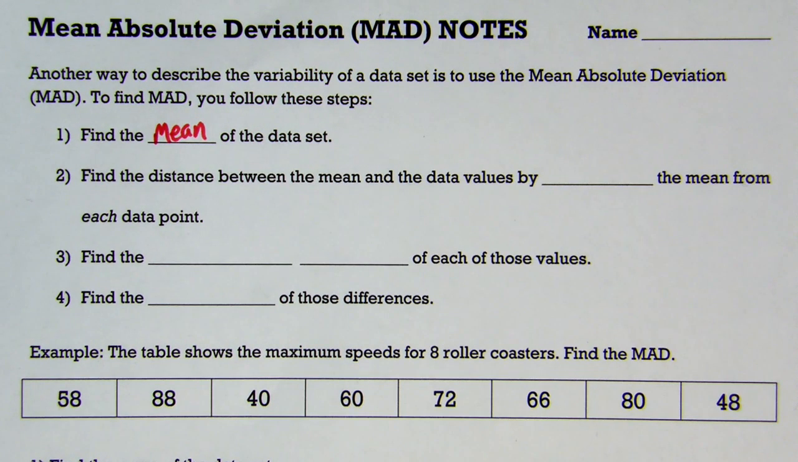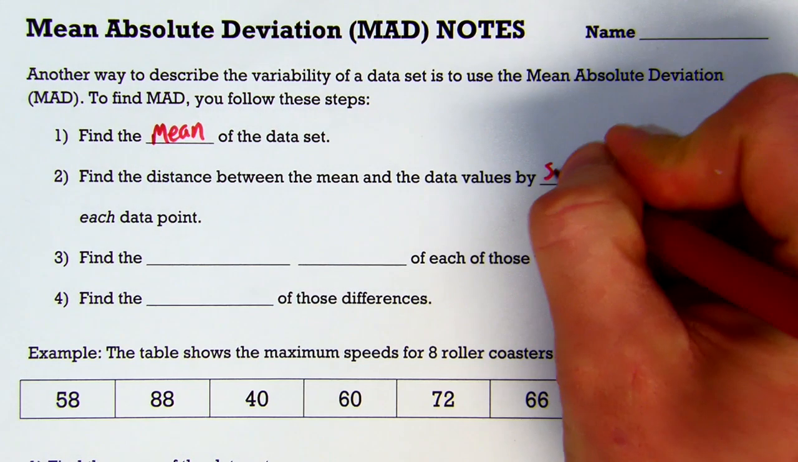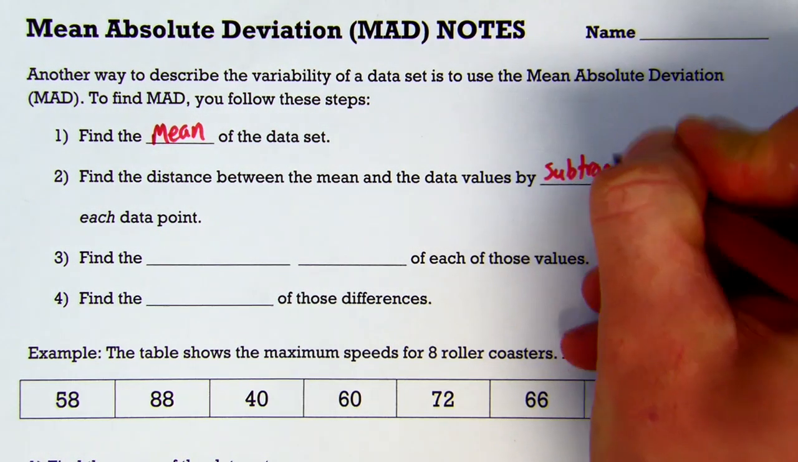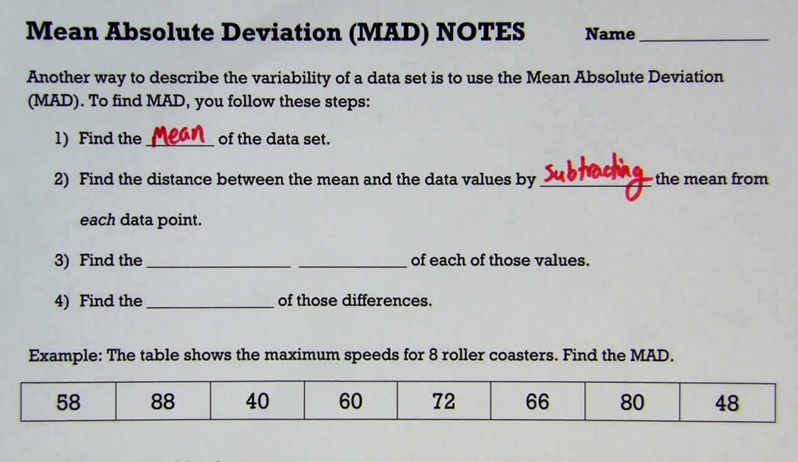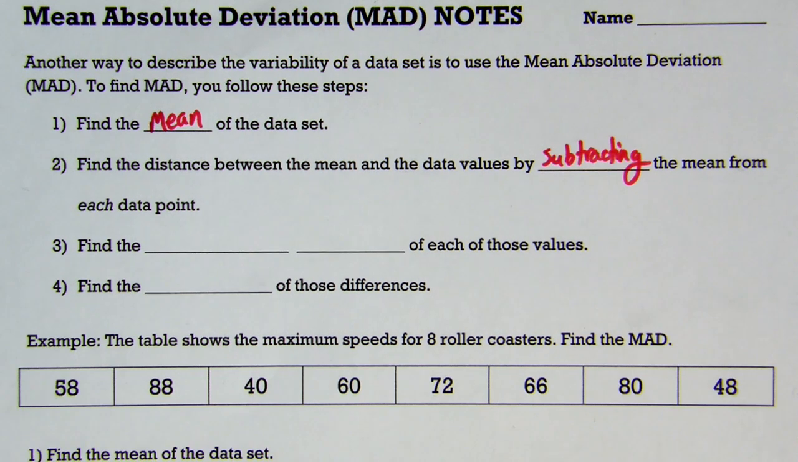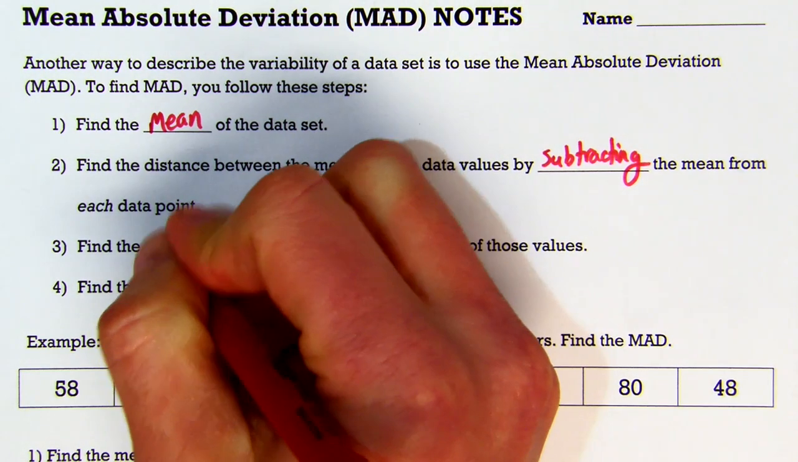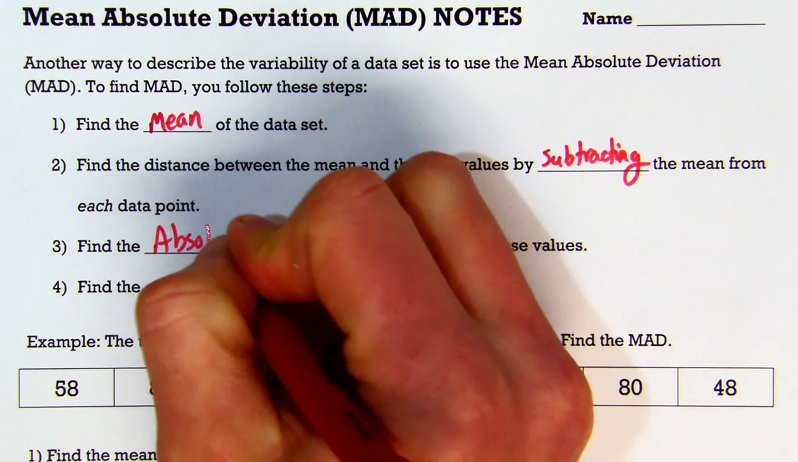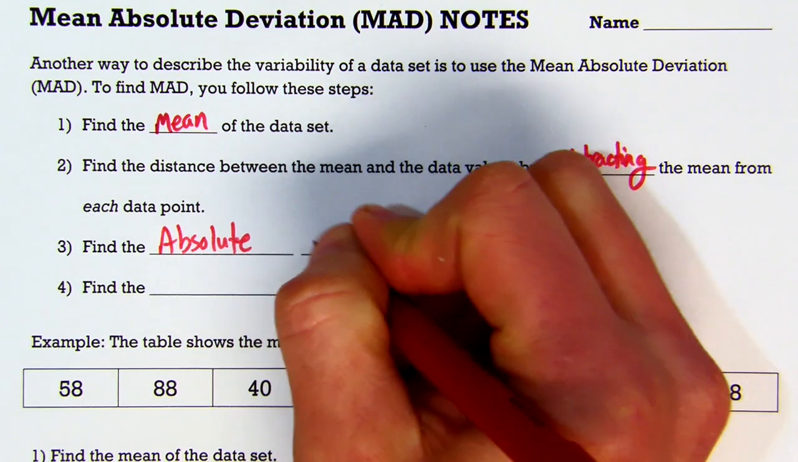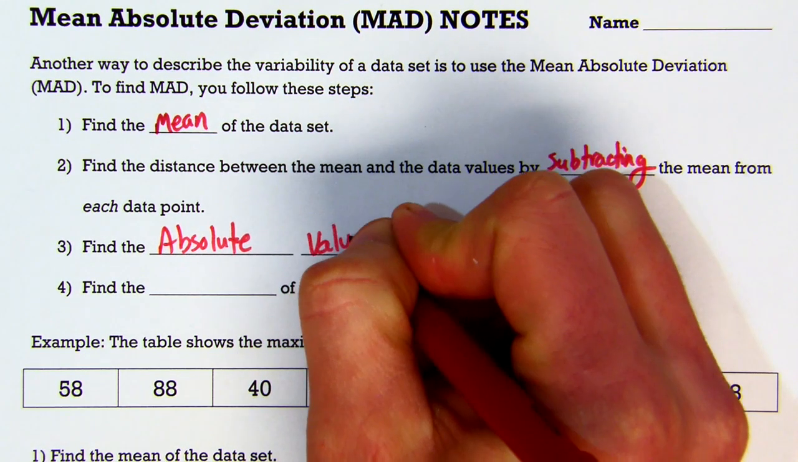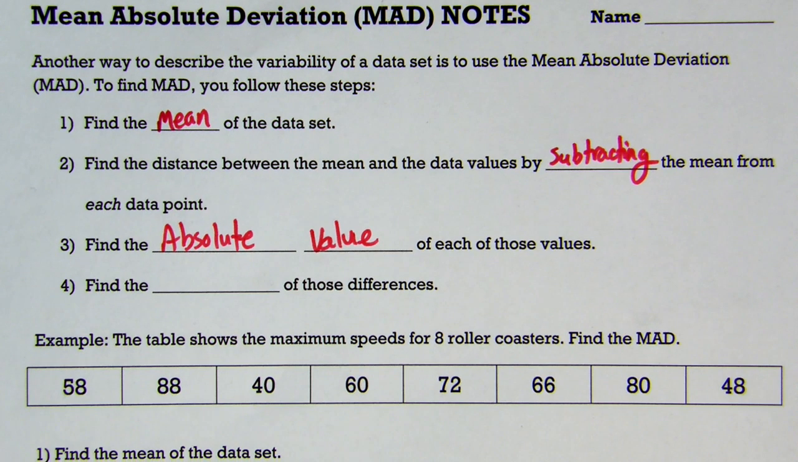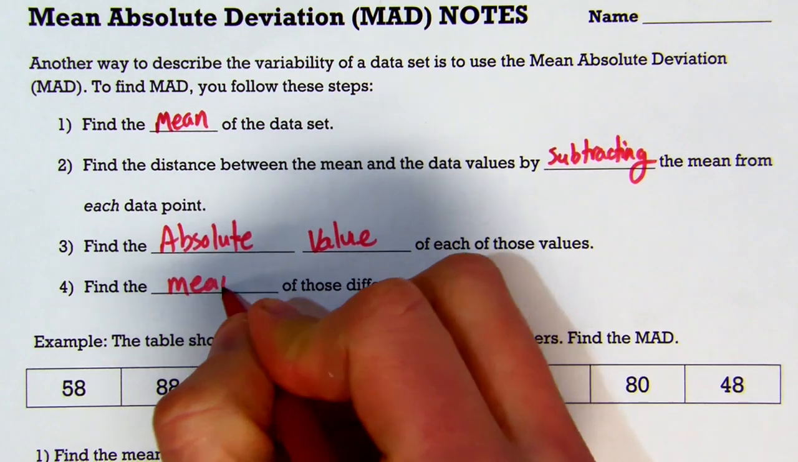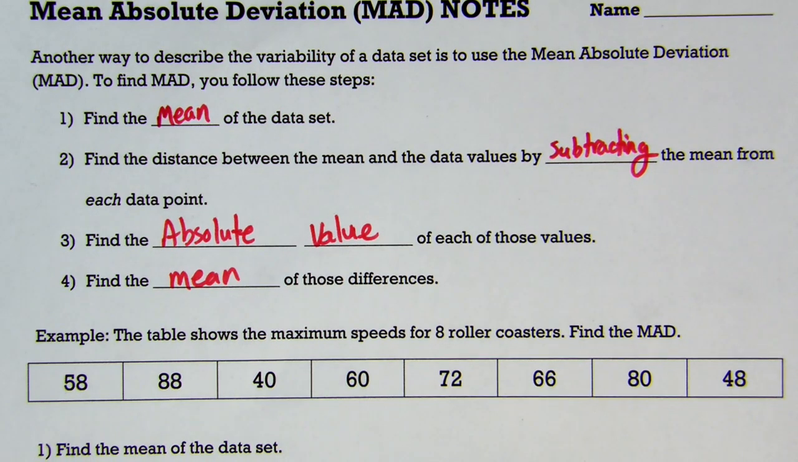Number 2, find the distance between the mean and the data values by subtracting the mean from each data point. Number 3, you're then going to go ahead and do the absolute value of each of those values. And then number 4, you're going to find the mean or average of those differences.